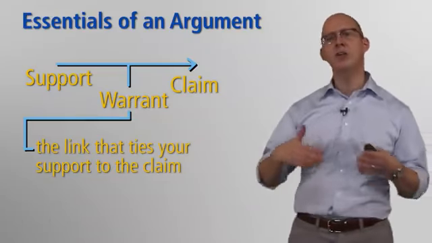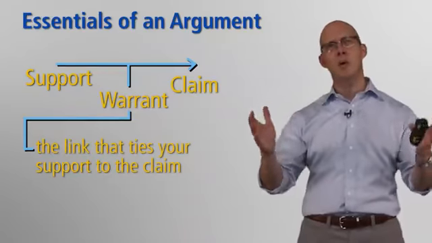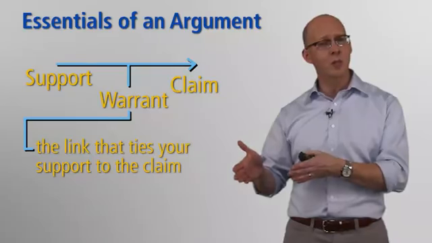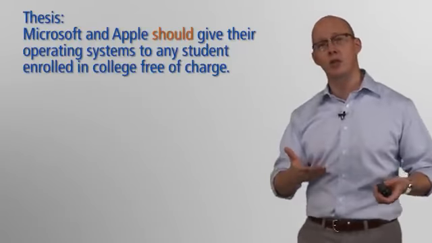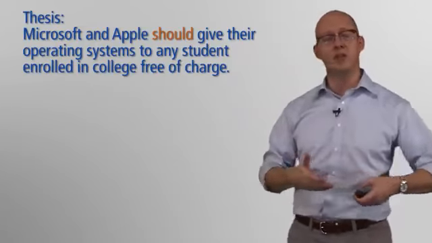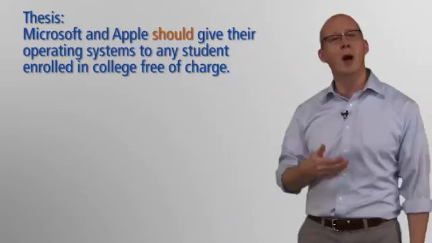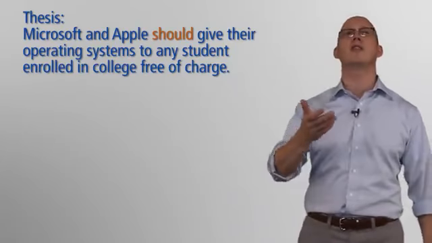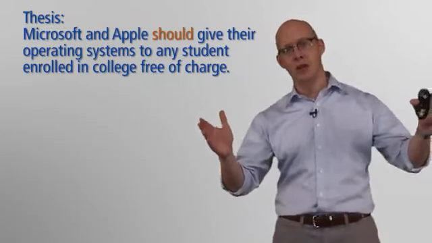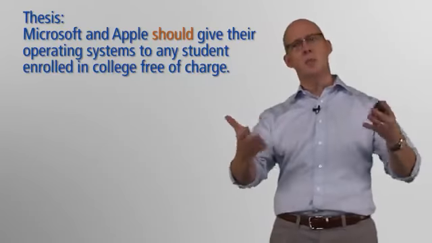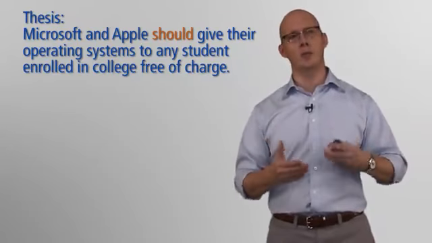This model is really a way of thinking about the various components of a speech, and especially of an impromptu speech. So we can take a look at a couple of outlines and see how this maps onto what you're doing in the impromptu. This first one is a sample impromptu outline I had a student speak on. The thesis here is Microsoft and Apple should give their operating systems to any student enrolled in college free of charge. That's the master claim. Not going to happen, but again, a debatable point that allows us to work on argumentation.